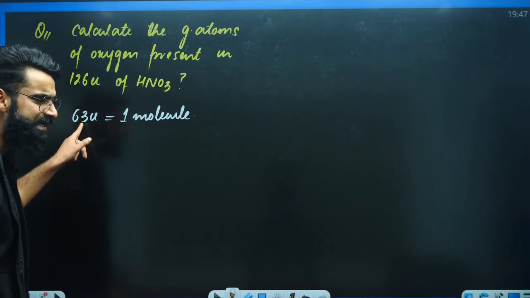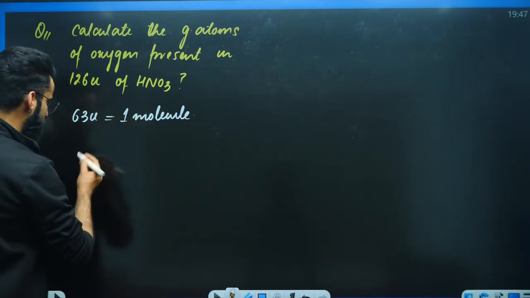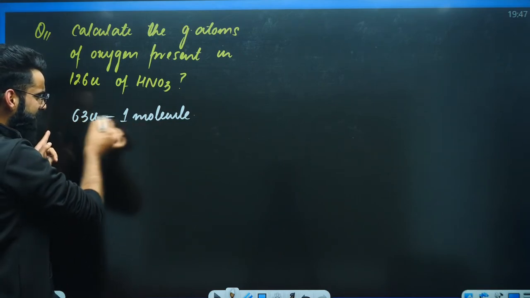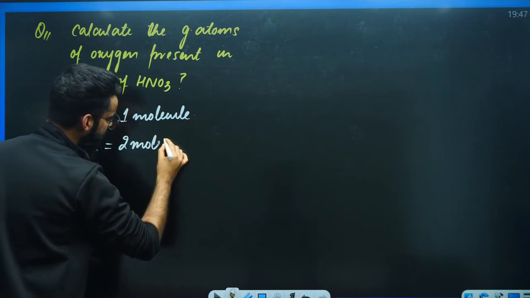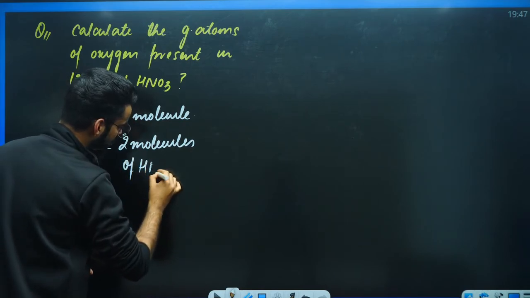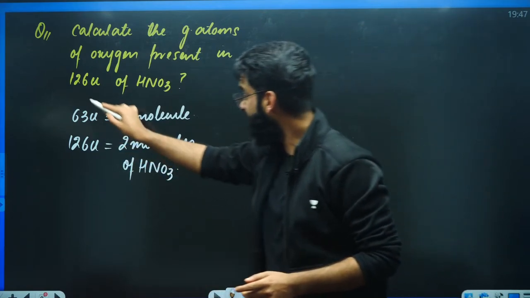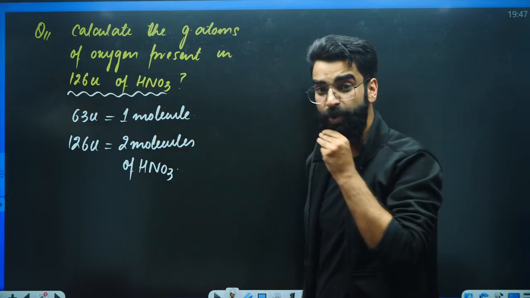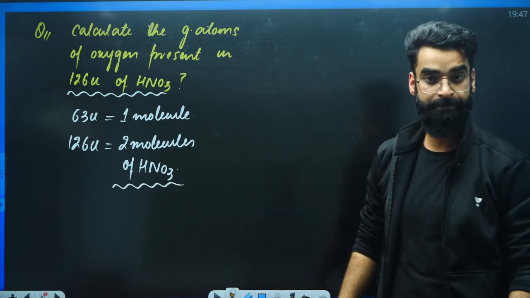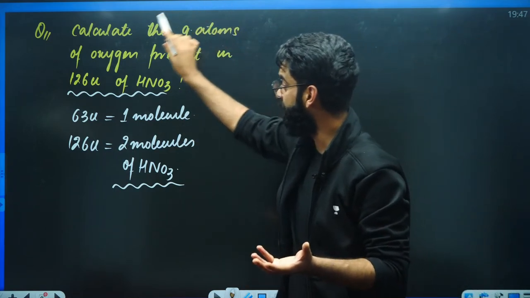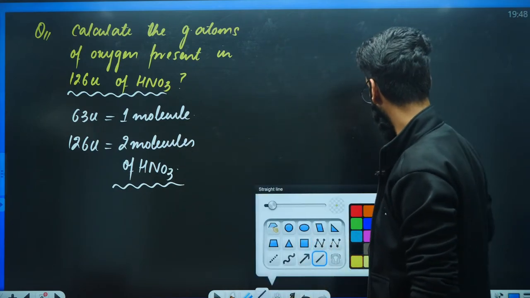But as per the question, am I given 63 u or 126 u? I'm given 126 u. If 63 u is equal to one molecule, then if I multiply this equation by 2, 126 u is equal to 2 molecules of HNO3. So as per the question, we are given 126 u of HNO3, which means we have 2 molecules of HNO3. We have to calculate the number of gram atoms of oxygen present in 2 molecules of HNO3.